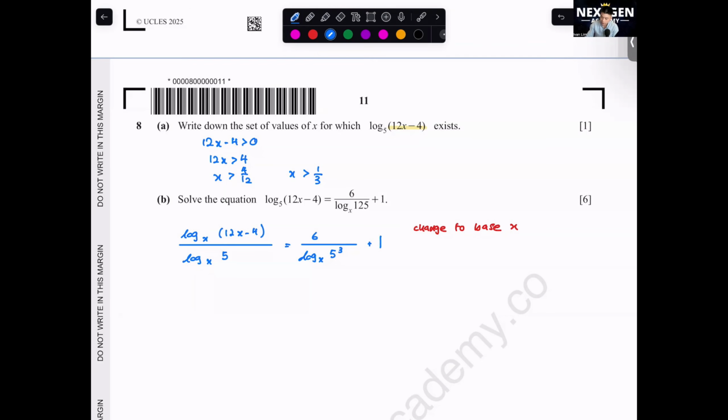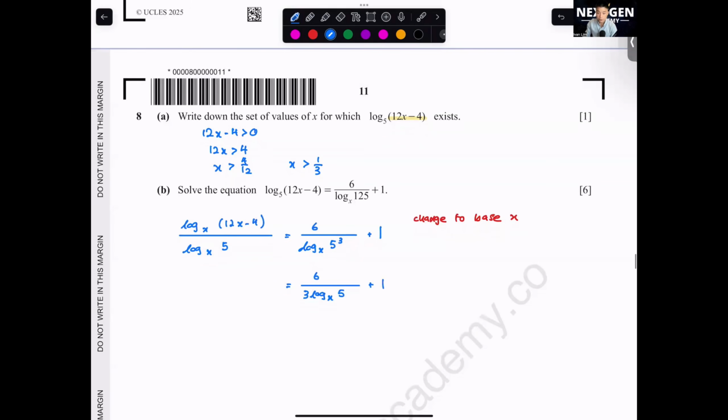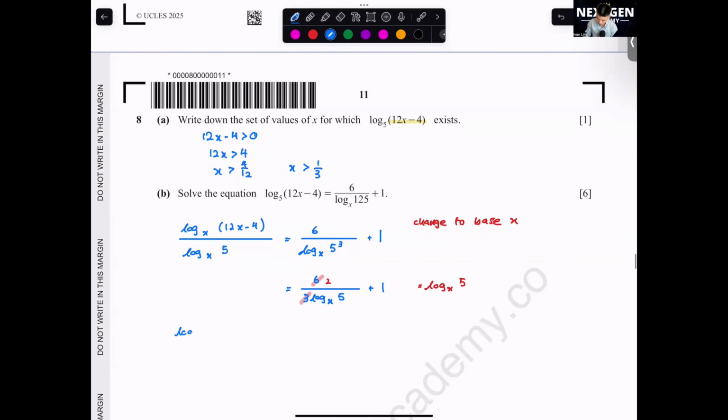Over here, because got log base x of 5 and log base x of 5 here, right? I will bring it like that first: 3 log base x of 5 plus 1. We slowly get rid of one at a time. We multiply the whole equation by log base x of 5. There are multiple ways that you can do this, but this is what I can see immediately right now. Then this 6 and 3 we also simplify. Cancel, cancel. This will be 2. So here will become log base x of (12x minus 4) equals 2 plus log base x of 5.